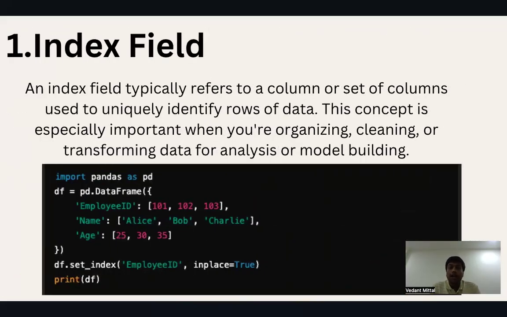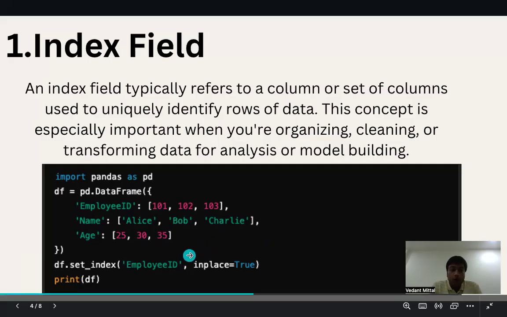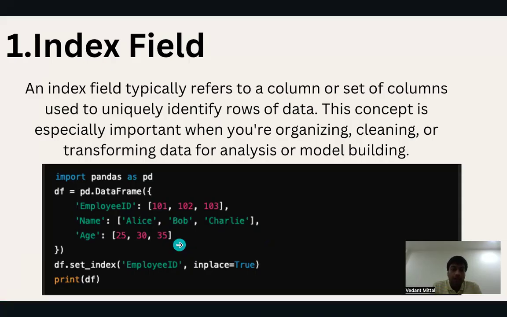First, the index field. An index field is nothing but a column to access specific data field values. An index field typically refers to a column or set of columns used to uniquely identify rows of data. This concept is especially important when you're organizing, cleaning, or transforming data for analysis or model building. As you can see in this code, Alice, Bob, and Charlie all come under name, and 25, 30, 35 is their respective age, and 101, 102, and 103 is their employee ID. So just to access these data records, we need index field values.